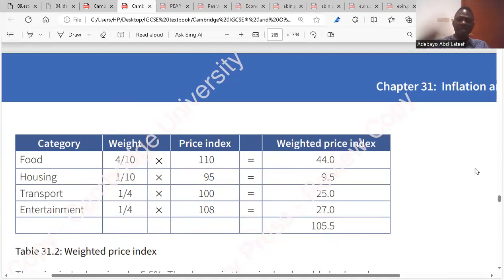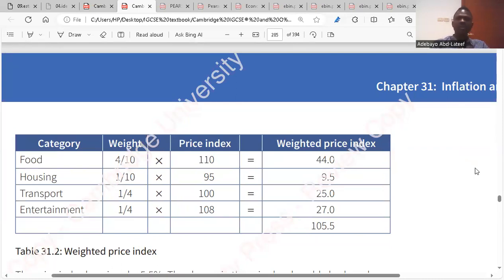Yes. So by 10%, that's 110. Fallen by 5%, minus 5, that's 95. Transport remains the same, 100. By 8%, that's 108. So this is what you multiply by your price index to get the weighted price index. So 4/10 multiplied by 110, 1/10 multiplied by 95, 1/4 multiplied by 100, 1/4 multiplied by 108. Do you get it now or not?